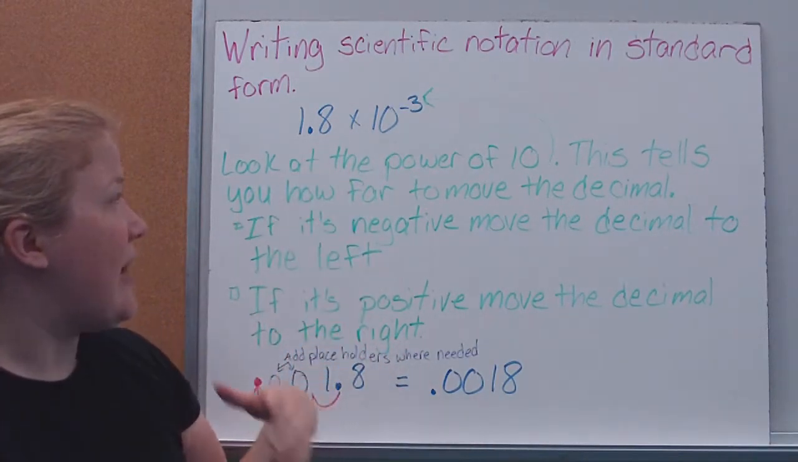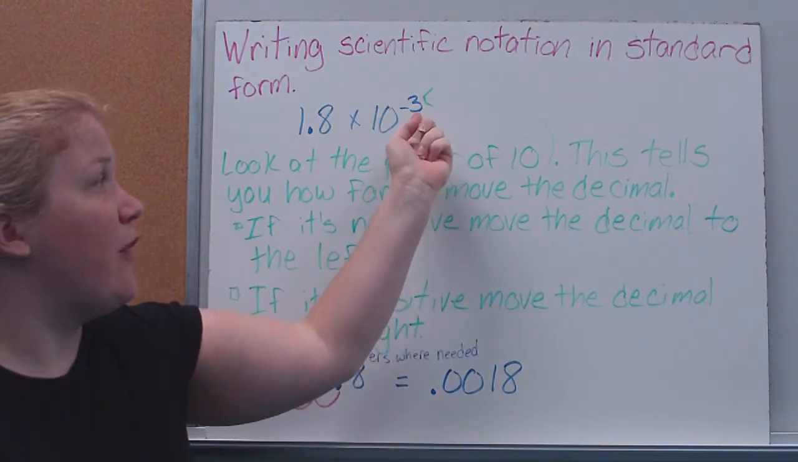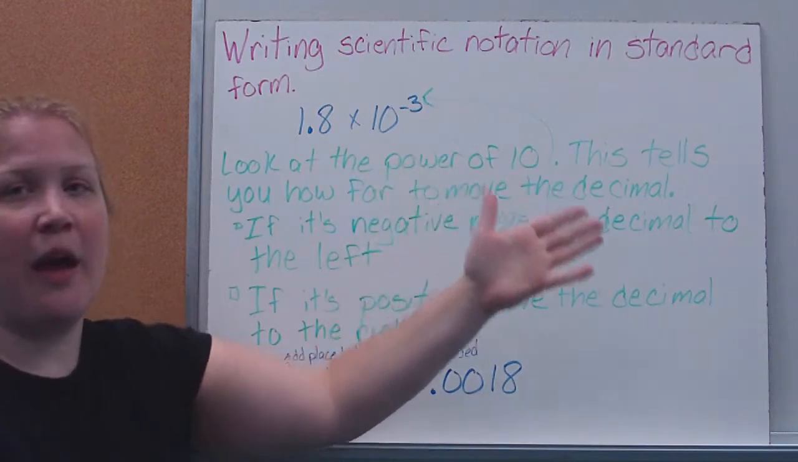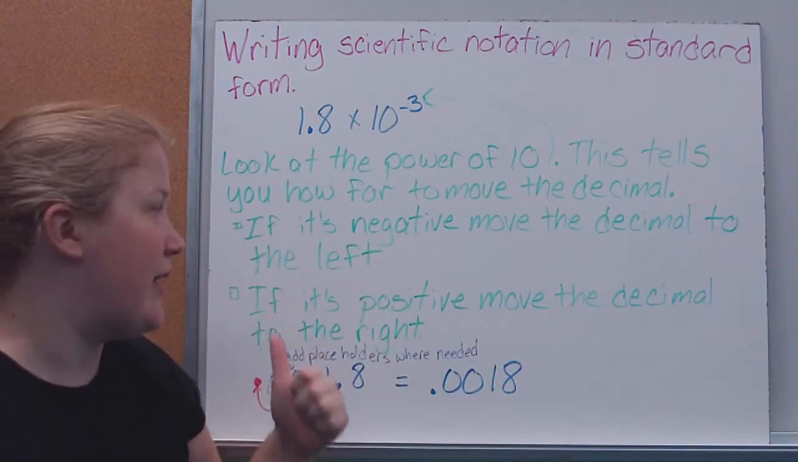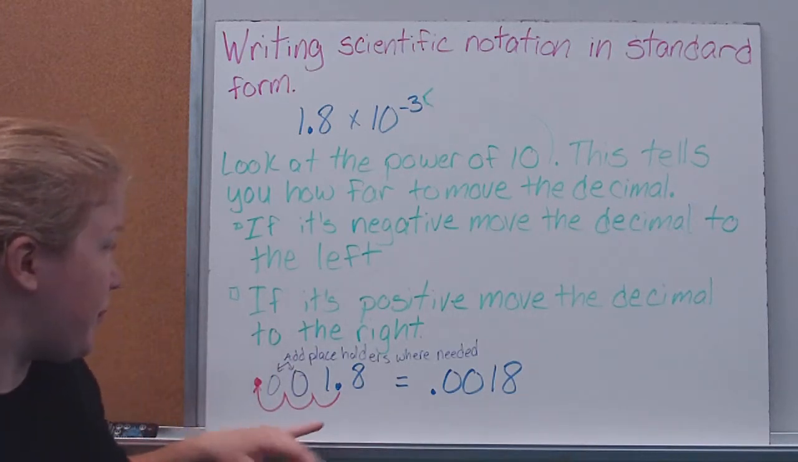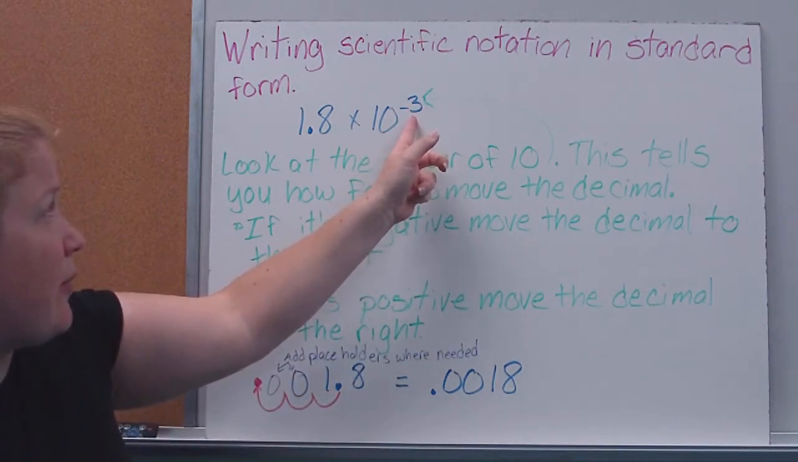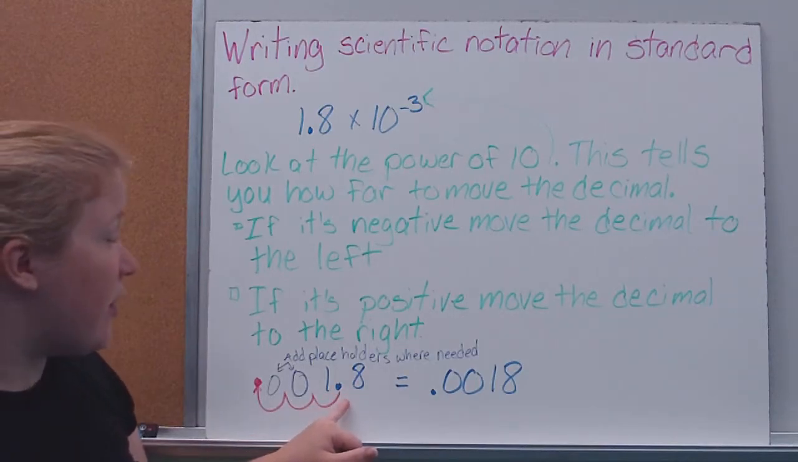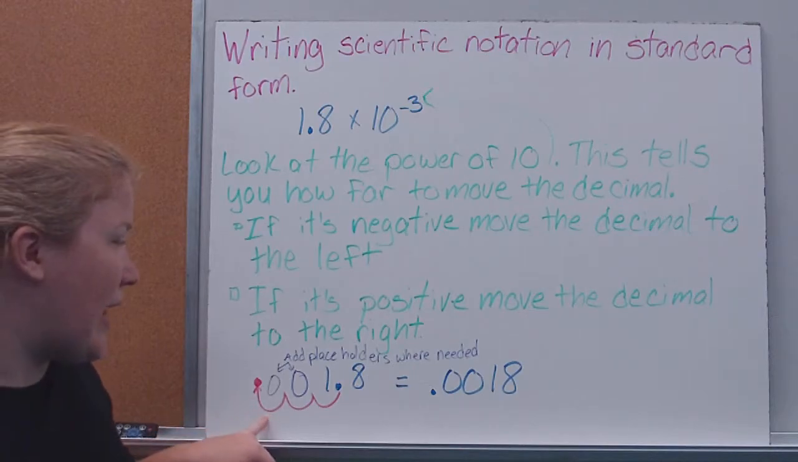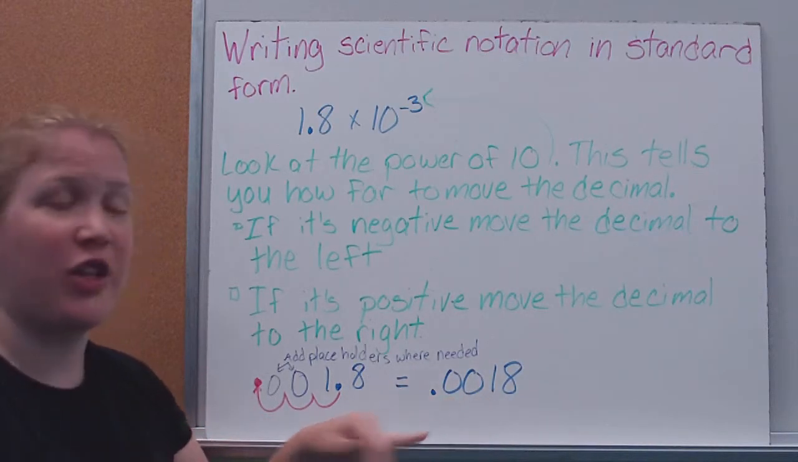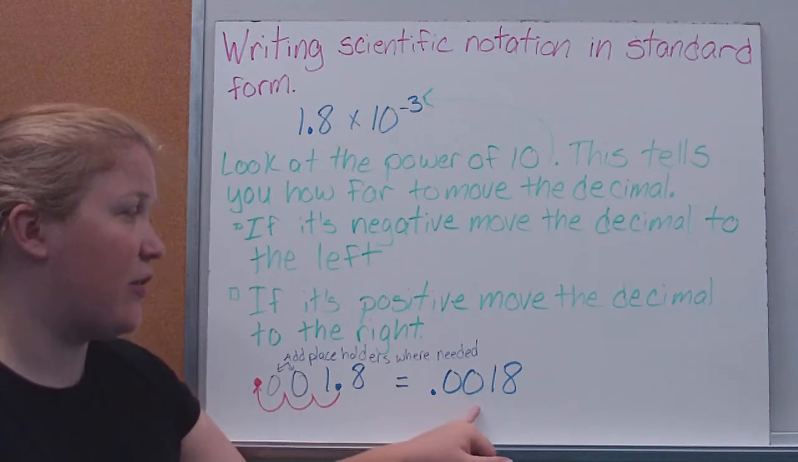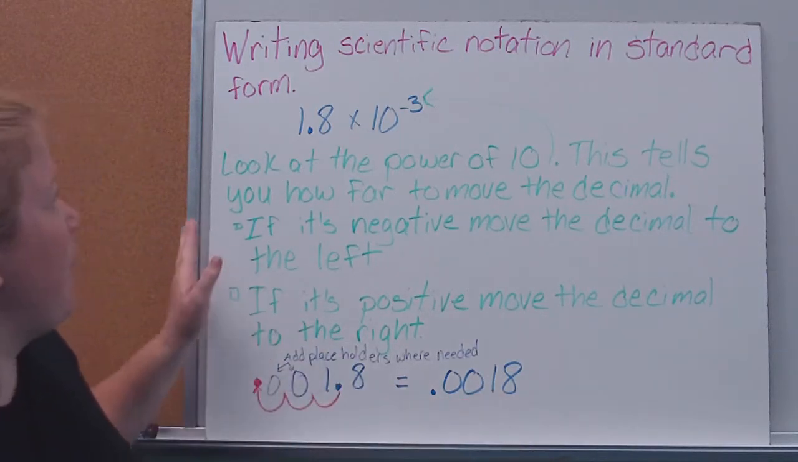So look at the power of 10. That tells you how far to move the decimal. I'm moving it 3 places. It's a negative exponent, so I'm moving my decimal to the left 3 places. If it was positive, I'd be moving it to the right that number of places. So here I want to move it negative 3 spots. It started out between the 1 and the .8. So if I move it 1, 2, 3, and I have the little bumps so that you remember to add in your 0 placeholders, it actually becomes 0.0018.